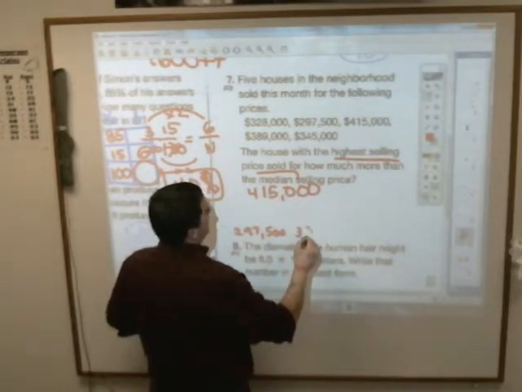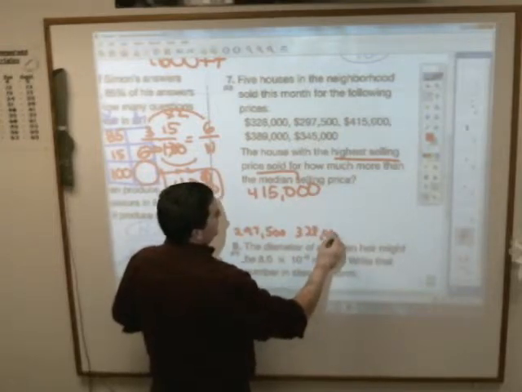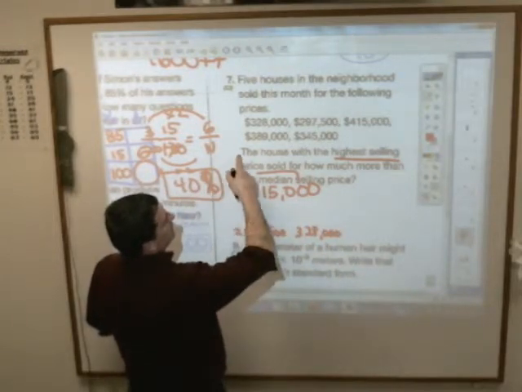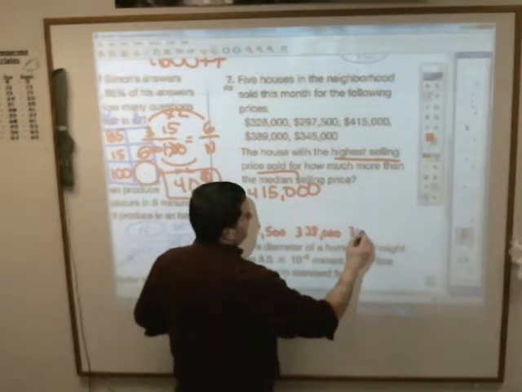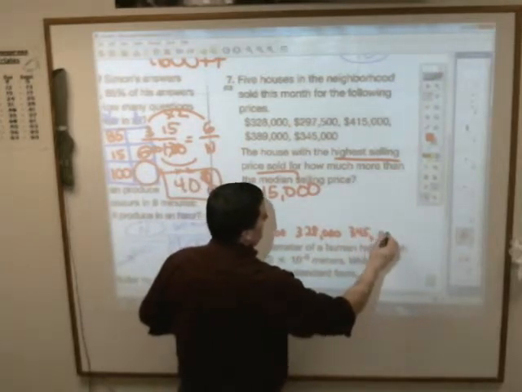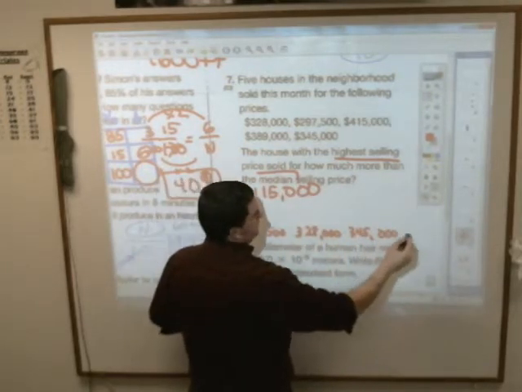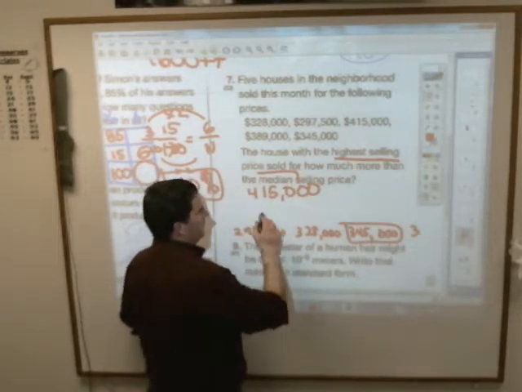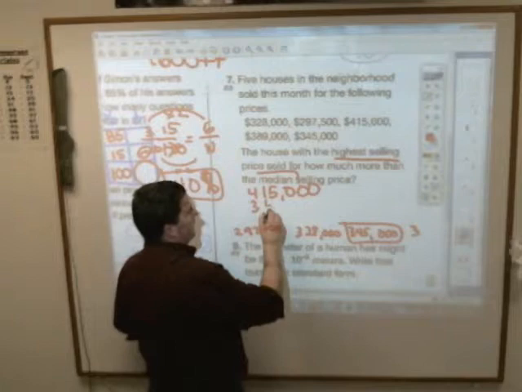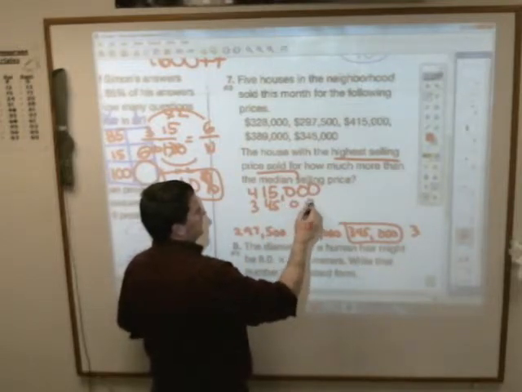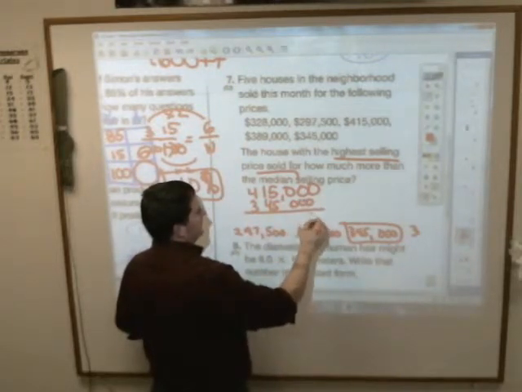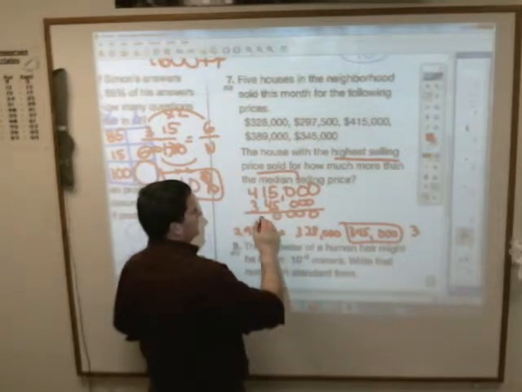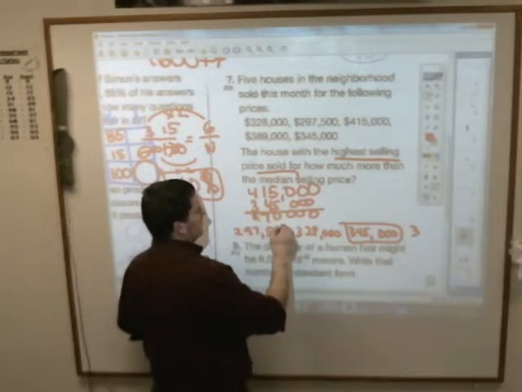And then you have the 345, and then is the 389. Well, you know the third one over is the median, so that would be the one you'd use, 345. In which case, when you subtract, you get 70,000.